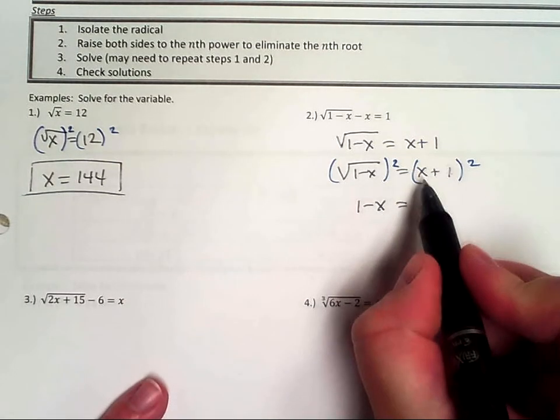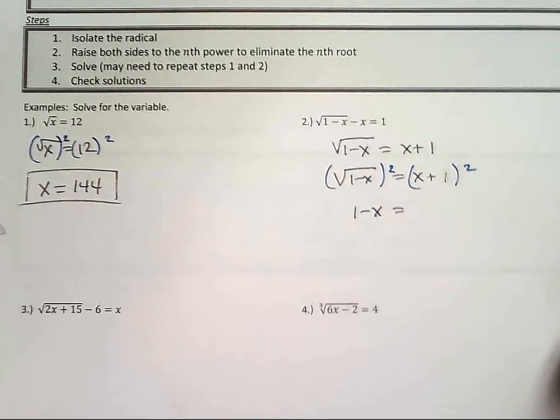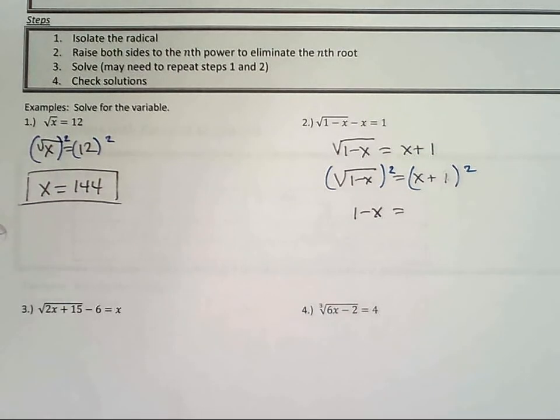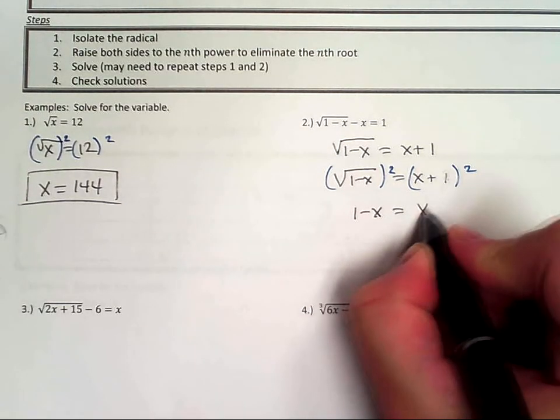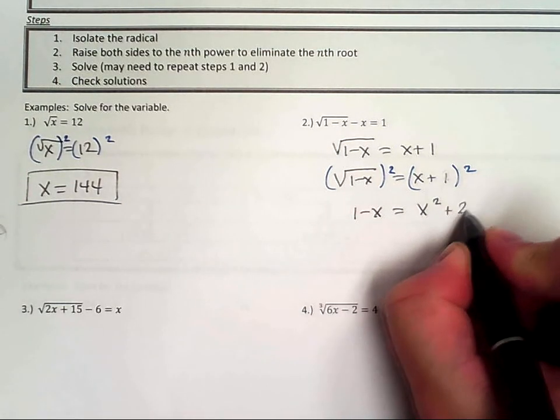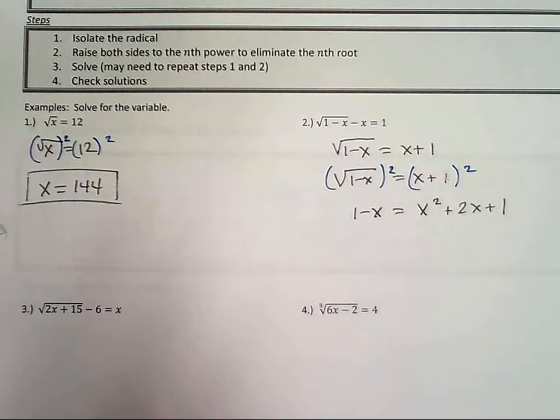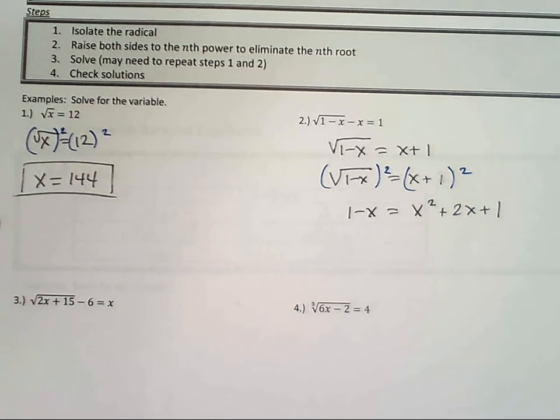Good. So Jabari says x plus 1 squared is x plus 1 times x plus 1, right? So I need to do the good old FOIL. So who can tell me what to write? X squared plus 2x plus 1. So I FOILed and I combined my like terms.